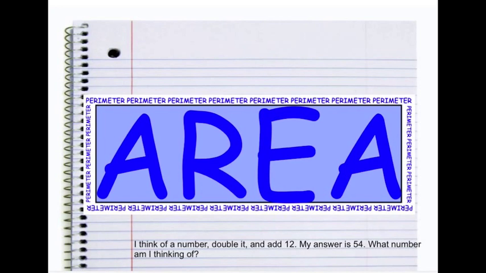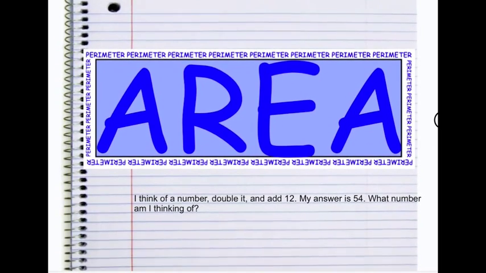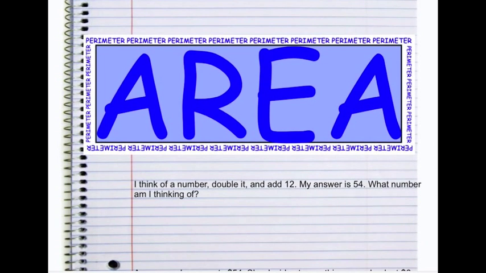Firstly, on the top of your page, you should have this area and perimeter template. A lot of one-step equations have to do with area and perimeter. They have to do with finding a missing area or a missing perimeter or a missing side length. All of these things are important. This is just a nice visual for you to remember what is area and what is the perimeter.